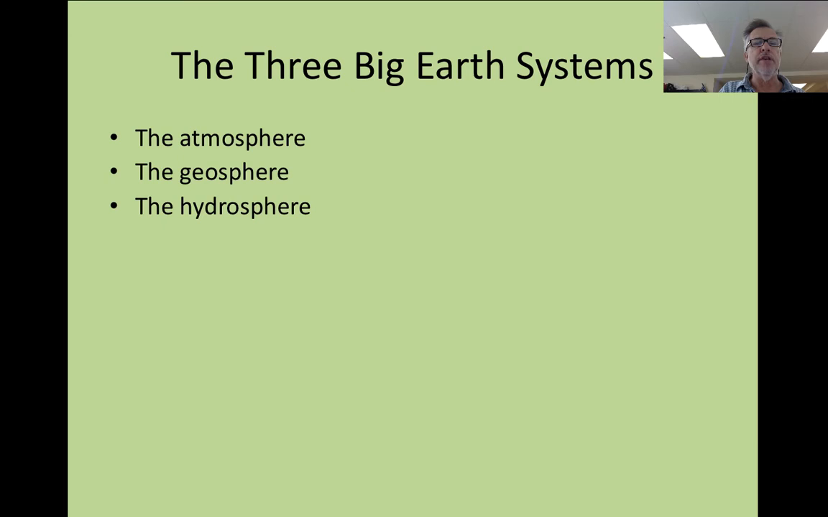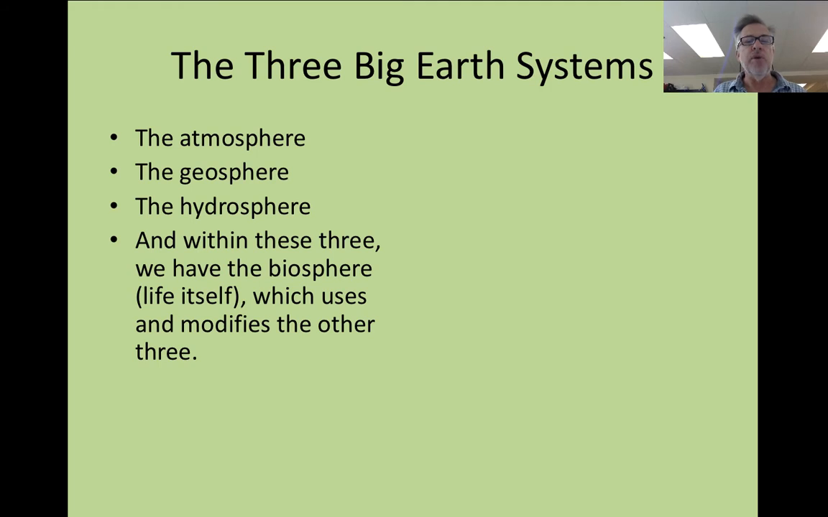If we look at these three big abiotic systems, meaning that they largely are run without life, although each one of them is affected by life. And then within these three, we often think that the biosphere, the life itself, uses and modifies the other three. That's an amazing thing to come to appreciate. I know my view early on was that all the systems of the Earth were just there. They were just right. It was like the Goldilocks idea. They were just right for life on Earth.